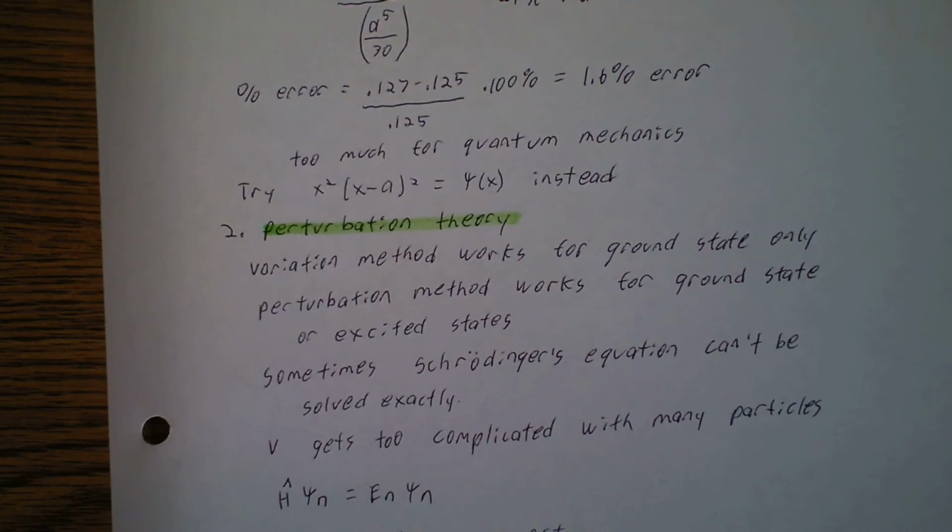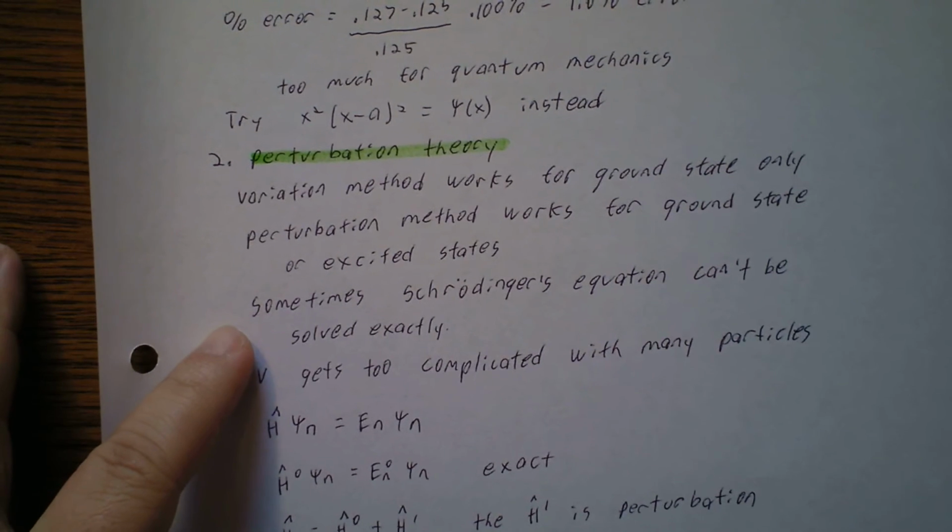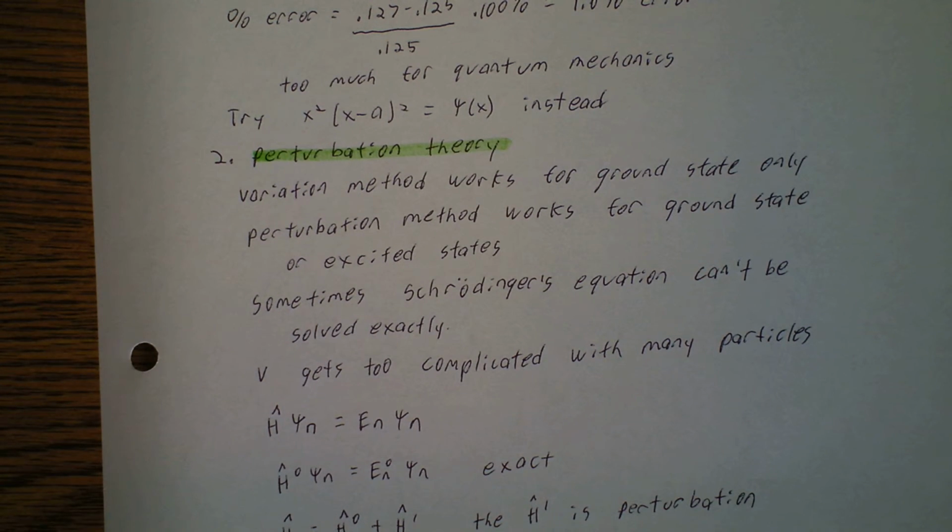So the second approximation method is perturbation theory. So remember, the variation method works for the ground state only. The perturbation method will work for the ground state or excited states. Now, the reason we're doing this, remember, is sometimes Schrodinger's equation can't be solved exactly. The potential energy gets too complicated when you have many particles and so on.